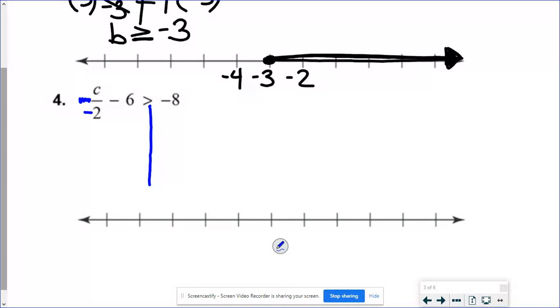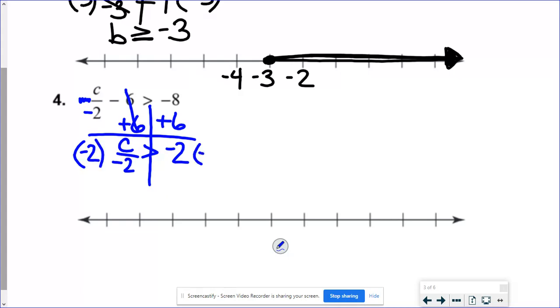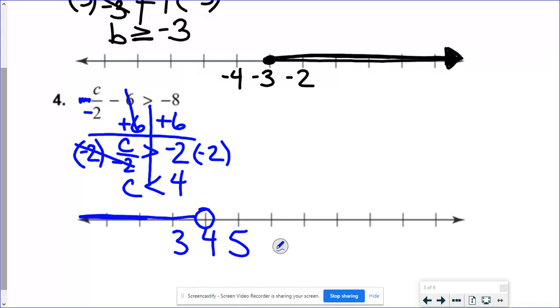And again, the negative 2 that's attached to my c, leave it alone. We're going to add 6. So c over negative 2 is greater than negative 2. So I'm going to have to multiply to get rid of the denominator, to get rid of the division. And again, multiplying by a negative, that's going to flip my sign. Negative 2 times negative 2 is positive 4. So if I have 4 right here, 3, 4, 5, we're going to have an open circle at 4, and we're going to be going to the left because we're talking about numbers that are less than 4.